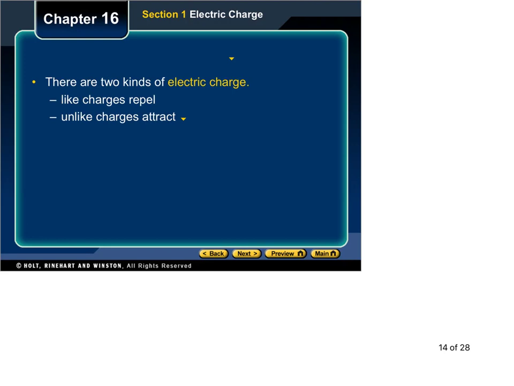So, two kinds of electric charges, positive and negative. Just summarizing some of the key ideas: two kinds of electric charge, positive and negative, and like charges repel, and unlike charges attract.